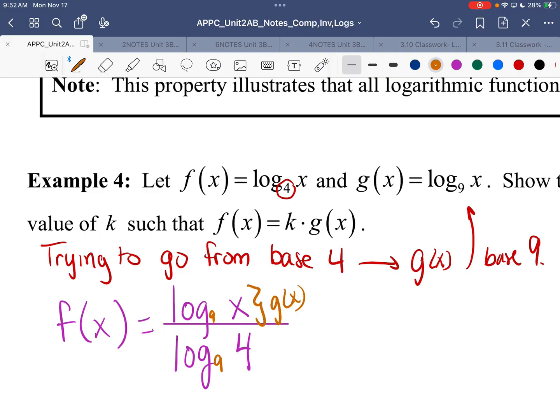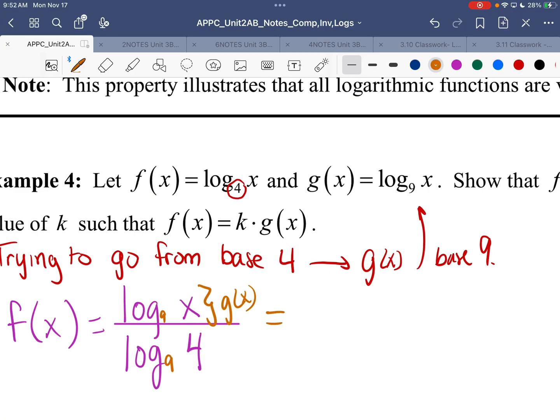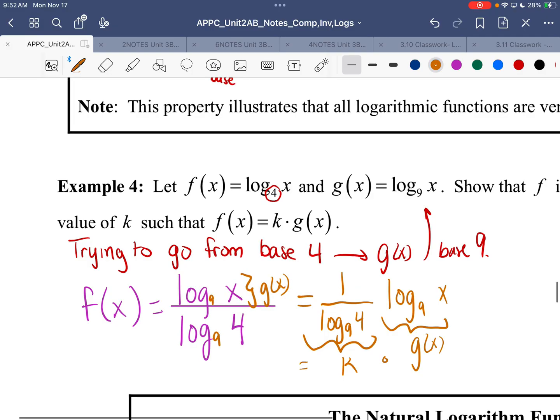And so sometimes they'll just ask you, like, what is the value of k? And a lot of people would say log base 9 of 4. The value of k is not log base 9 of 4. What is log base 9 of 4 doing to g? It's dividing it. So it's really 1 over log base 9 of 4 times log 9x. This is g, and 1 over log 9 of 4 is k. And now we have it in the form k times g.